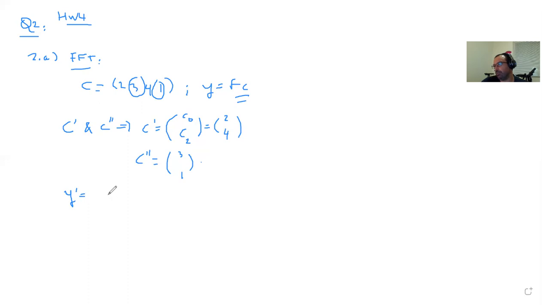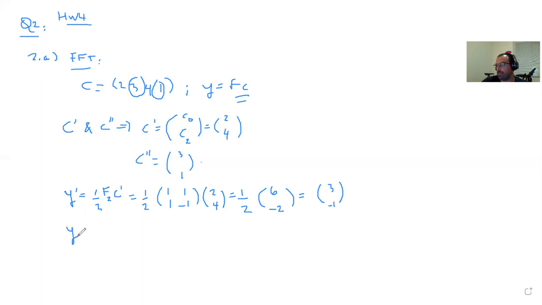So basically y prime is what? It's F2, the Fourier matrix of size 2, multiplied by C prime and divided by 2. So it's going to be equal to half of F2, which is 1, 1, 1, minus 1, multiplying 2, 4. If you do the math, you end up with half of 6, minus 2, which is 3, negative 1.